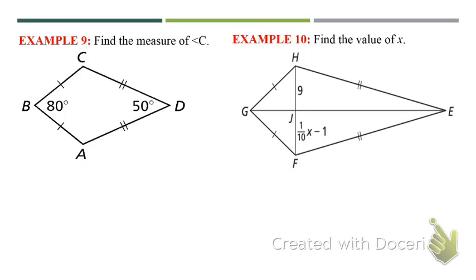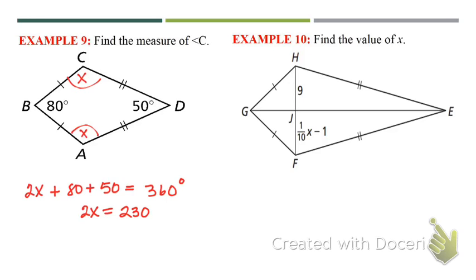So find the measure of angle C. We know that they need to be congruent because they are the one pair of opposite angles that are congruent. So we're just going to add it all up and say it equals 360 because it's a quadrilateral. And then we're going to add 80 and 50, subtract it over to the other side, and divide by 2, because the base angles are equal.